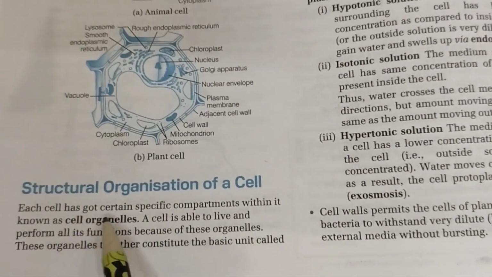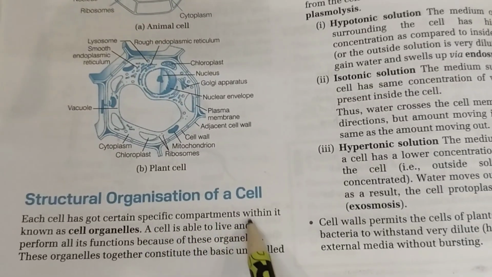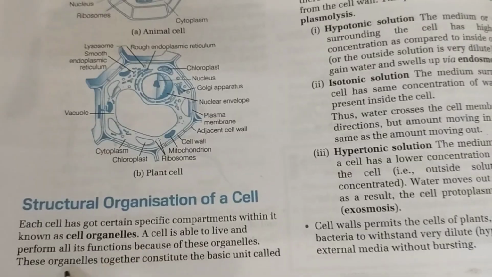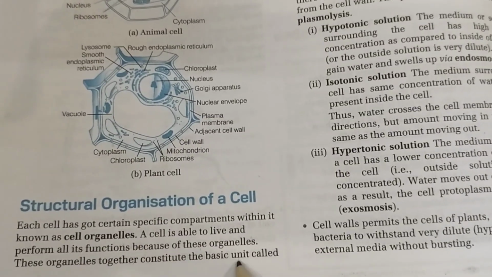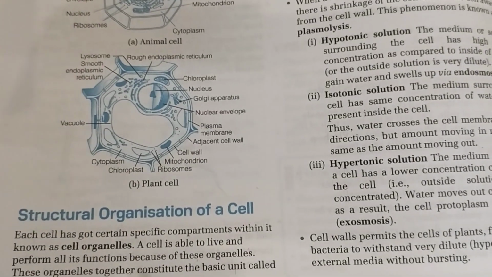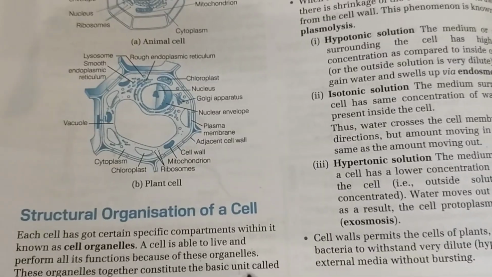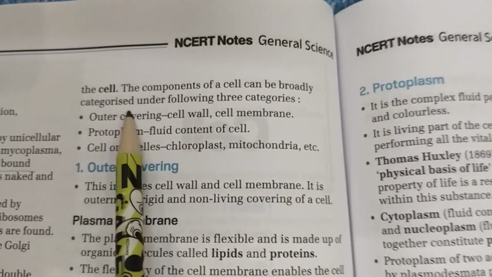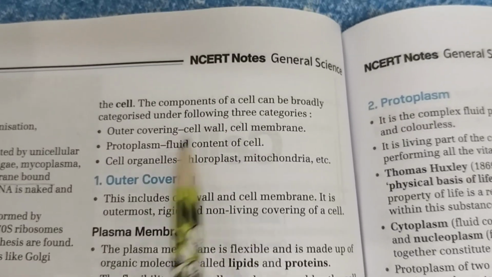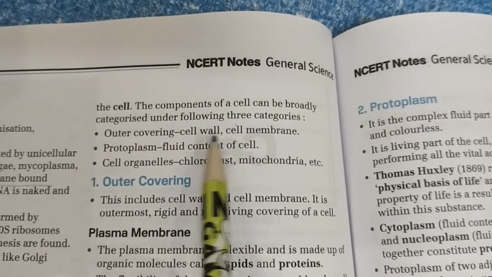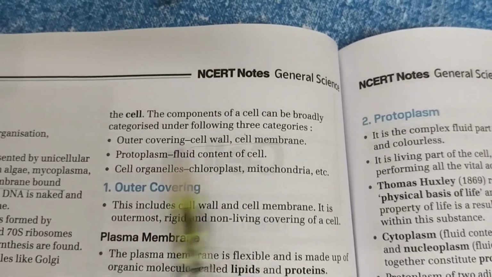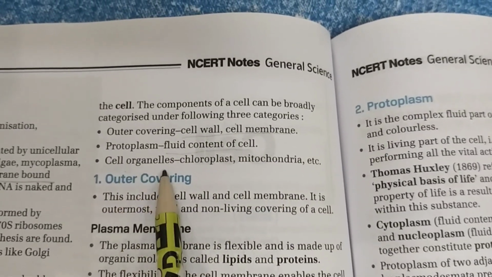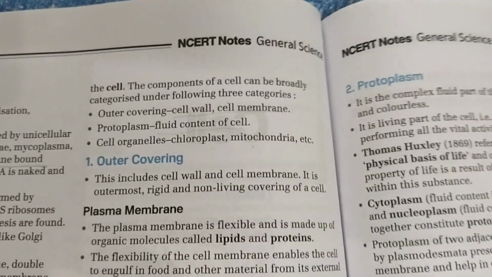Structural organization of a cell. Each cell has certain specific compartments within it known as cell organelles. A cell is able to live and perform all its functions because of these organelles. These organelles together constitute the basic unit called the cell. The components of the cell can be broadly categorized under the following three categories: outer covering, that is cell wall and cell membrane; protoplasmic fluid content of the cell; and third, the cell organelles, chloroplast, mitochondria, etc.